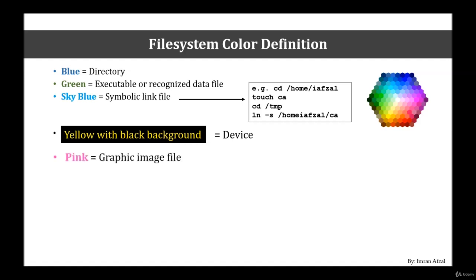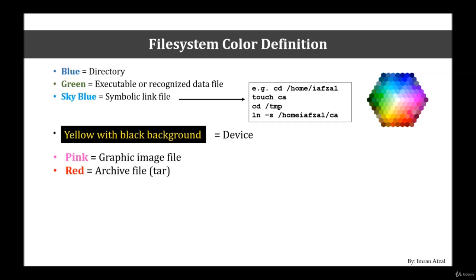Then we have pink color files. Those are graphic image files like a JPEG or any type of file that has graphics in it. Of course, you cannot cat that file. You have to have a certain program to view that image, and you can only view an image if you are logged into your system through the GUI desktop. You cannot view a graphical image file in a PuTTY session or SSH session.